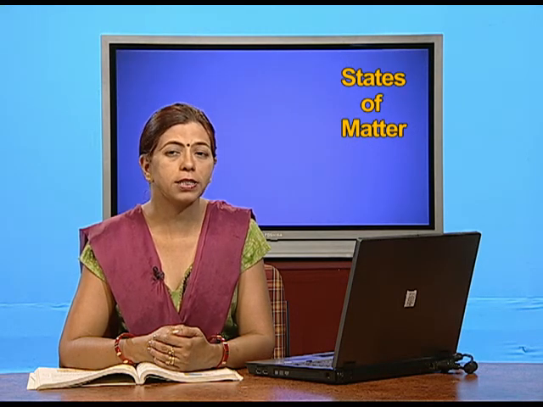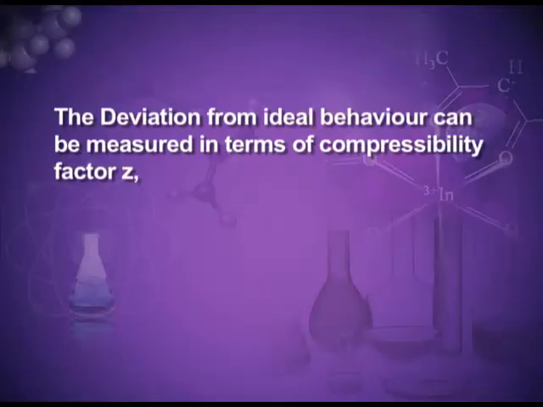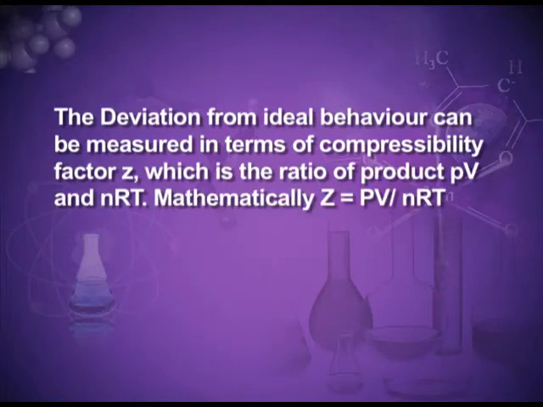Now, the next topic is the compressibility factor. The deviation from the ideal behavior can be measured in terms of the compressibility factor Z, which is the ratio of the product PV and nRT. Mathematically, Z is equal to PV upon nRT.